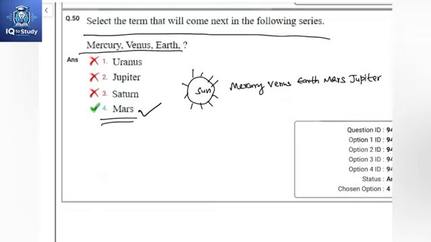Next is Jupiter, and next is Saturn, and next is Uranus, and next is Neptune. Neptune is farthest to the Sun, and Uranus is coldest planet. Saturn is called planet of rings or a planet with rings. Jupiter is the largest planet in the solar system, and Mars is the red planet. Earth is the only living planet and also called as blue planet. Venus is evening star or hottest planet. So next to Earth is Mars.